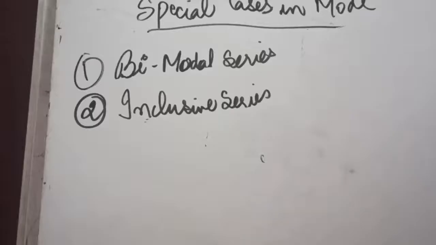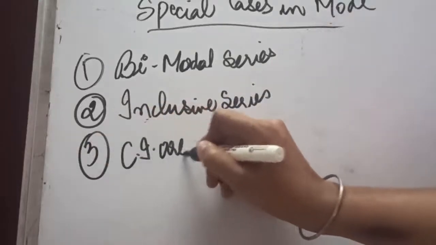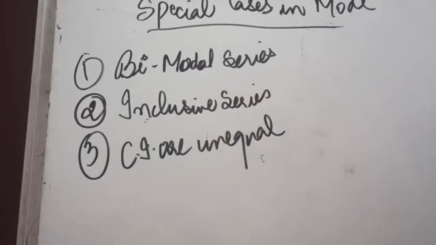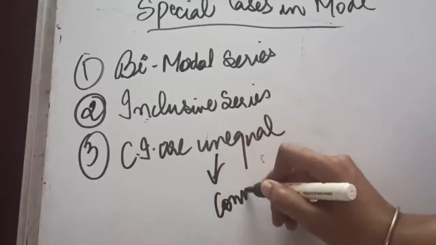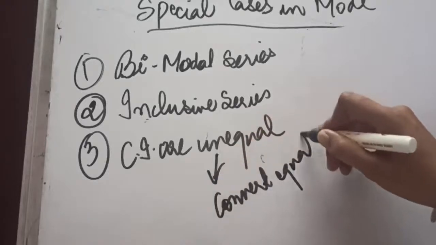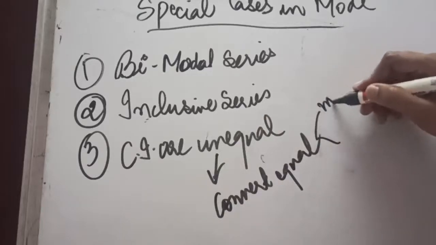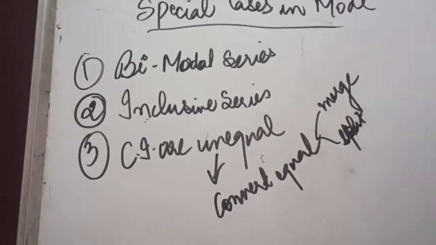Now the third special case is when the class intervals or class limits are unequal. Now we have seen in case of median also, mean also, that the class intervals may be unequal. In this case, it is compulsory for the calculation of mode that it must be converted into equal class intervals. Only then we can go ahead. We can merge the classes, we can split the classes, but we have to make class intervals equal if we want to calculate the mode.